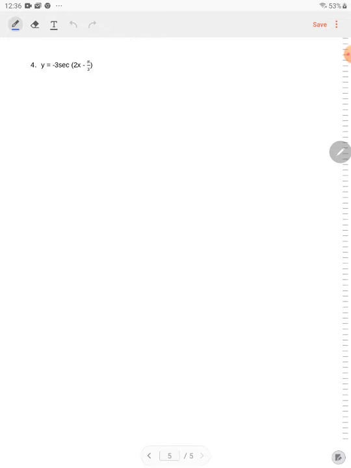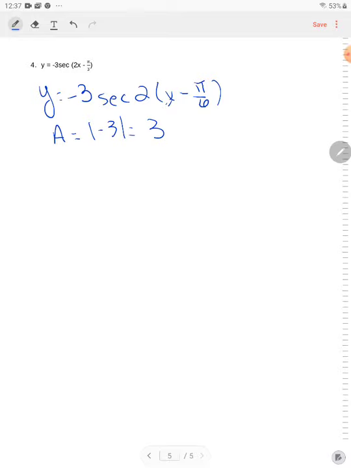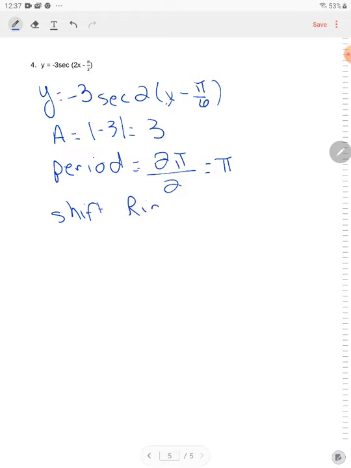Now, to make our math easier, we're going to go ahead and factor out that 2. So you have y is equal to -3 secant 2 x minus pi over 6. So that when I distribute it back, 2 times x is 2x, and 2 pi over 6 is equivalent to pi over 3. Okay, secant, the reciprocal is cosine, so I would like to graph cosine. So the amplitude is equal to the absolute value of -3, which is 3. The period, now we're back to cosine, so it's going to be 2 pi over 2, which is pi. You're going to shift right pi over 6.